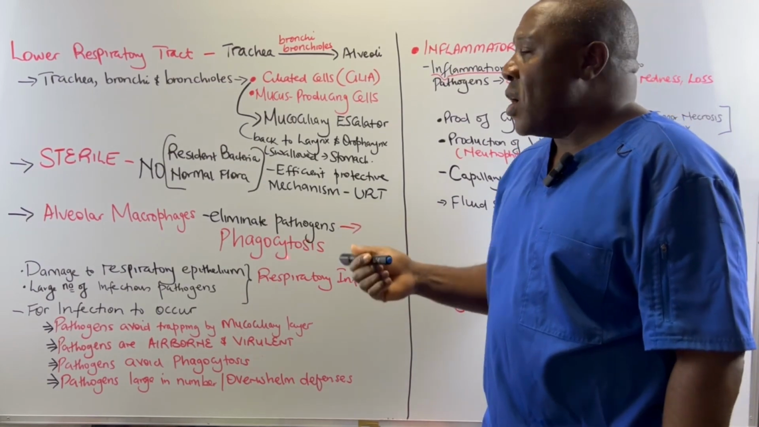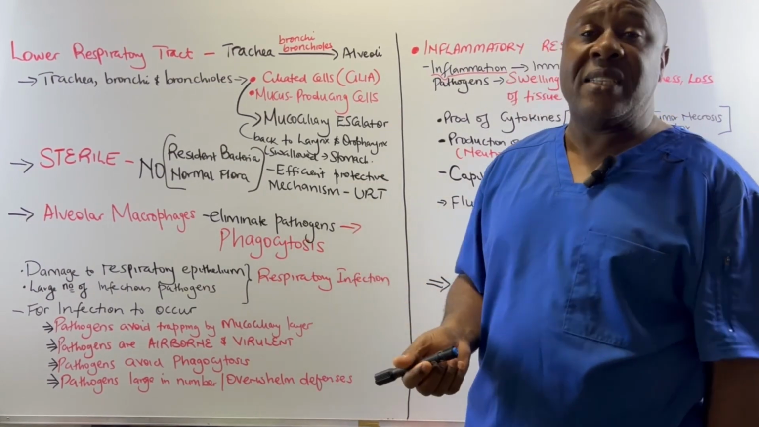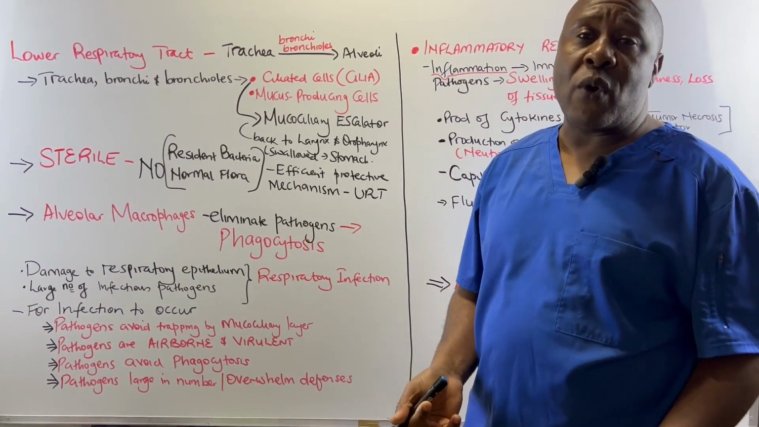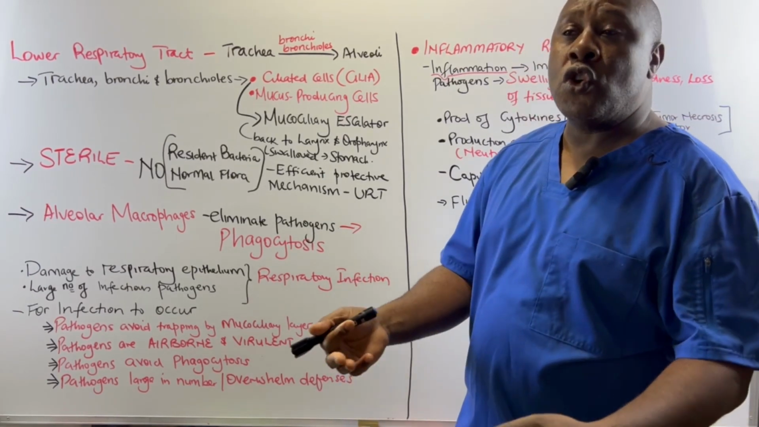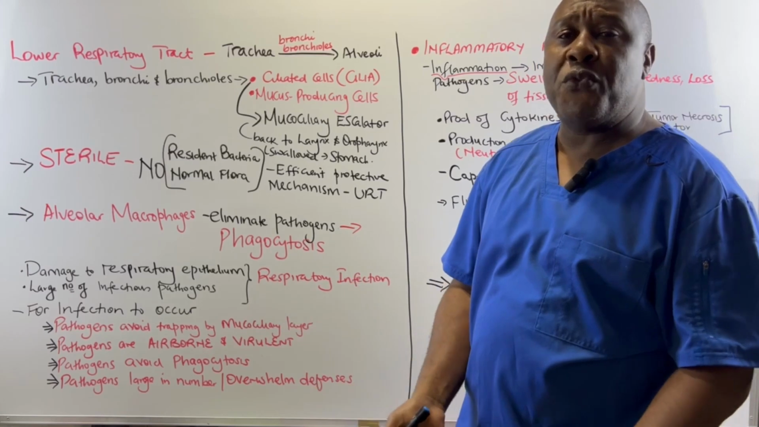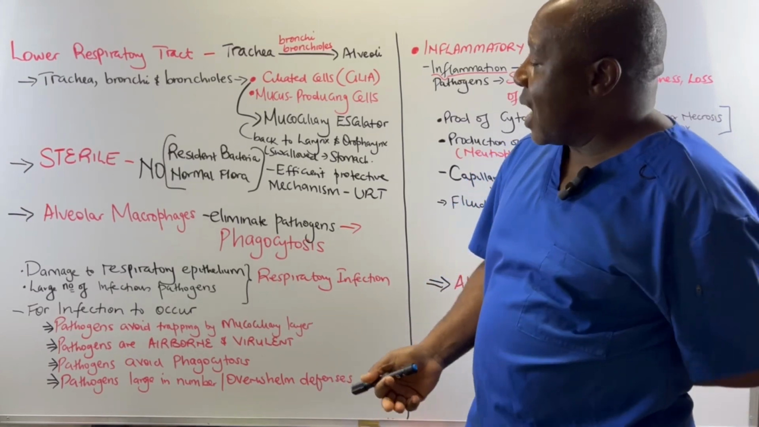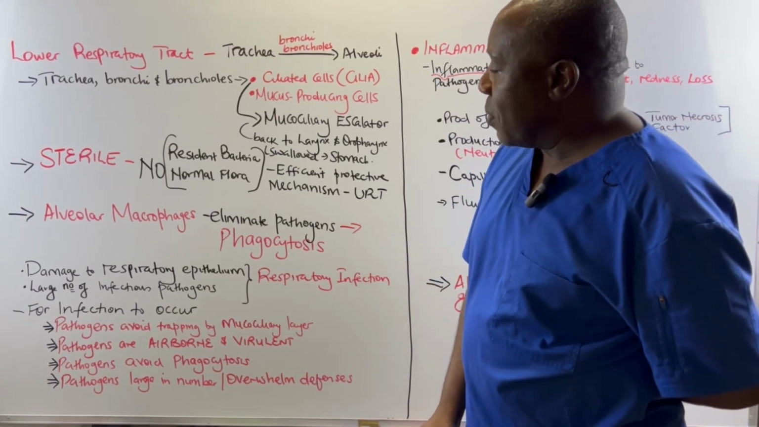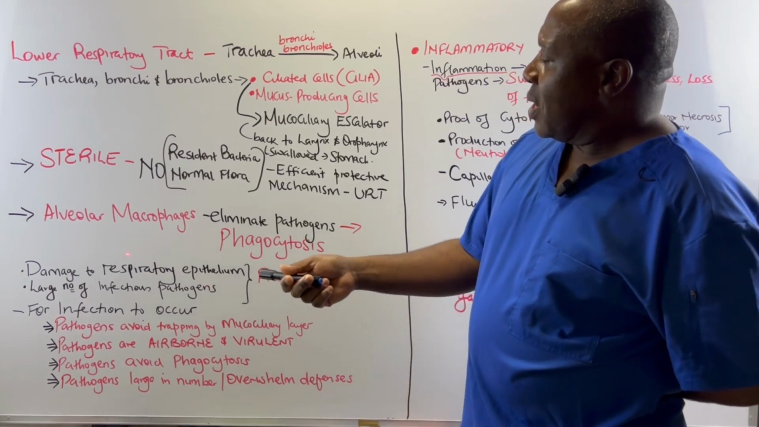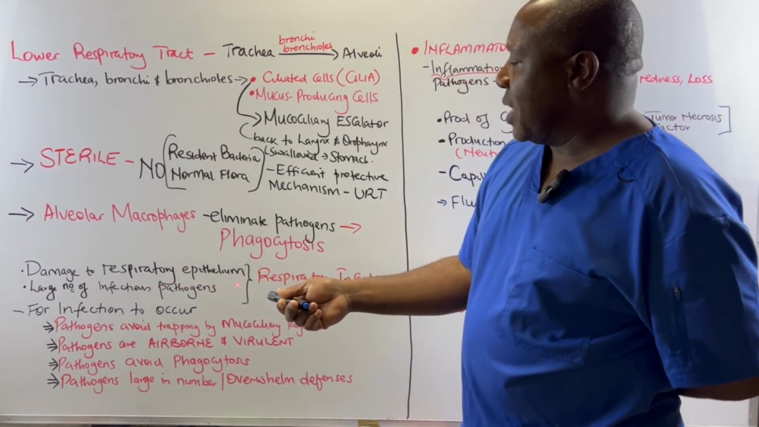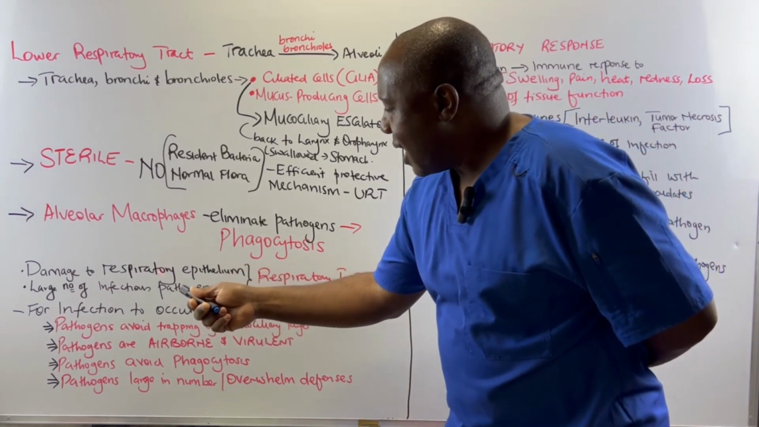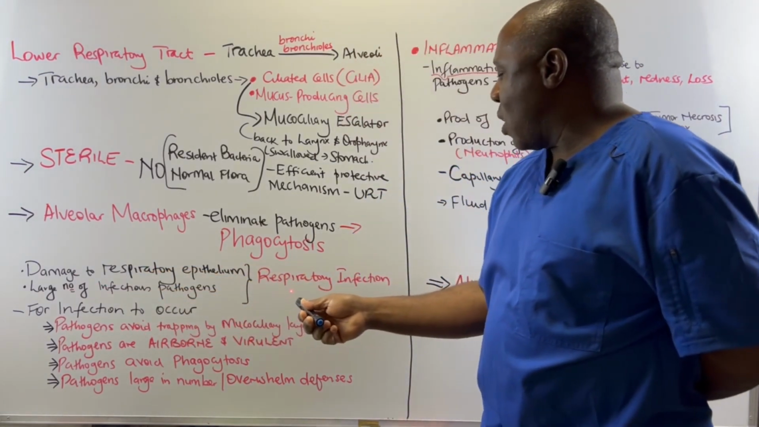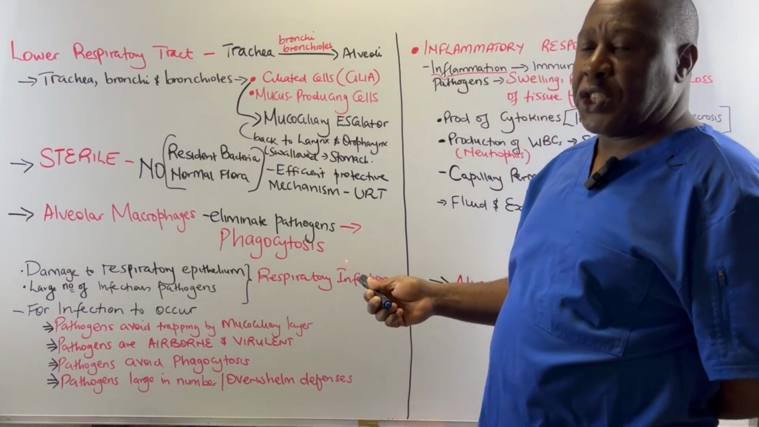So why is it that despite all these mechanisms, we normally get infections? Because these pathogens are able to go around or avoid these defense mechanisms and cause problems. Now, damage to the respiratory epithelium and a large number of infectious pathogens are the ones that will cause us to have a respiratory infection.